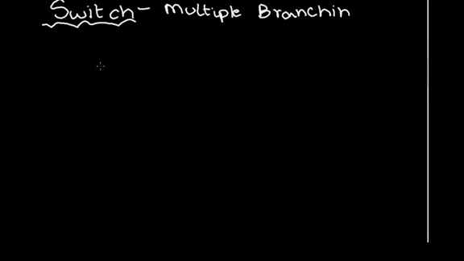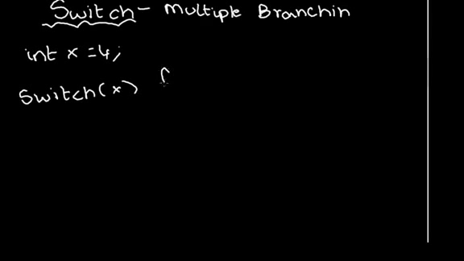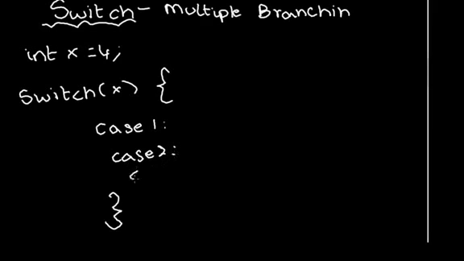Now a switch works on the basis of the value of a variable. Let me show you the syntax. Let's say you have a variable defined, int x equals 4. Then you write switch, bracket open x, open your braces, and here you write case 1, case 2, case 3, and so on.